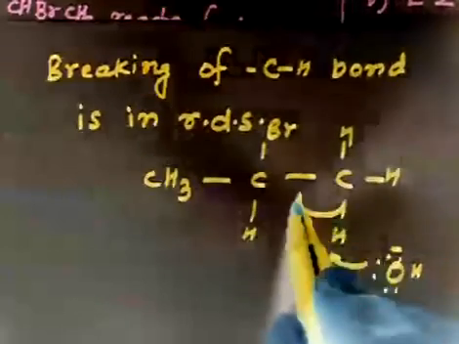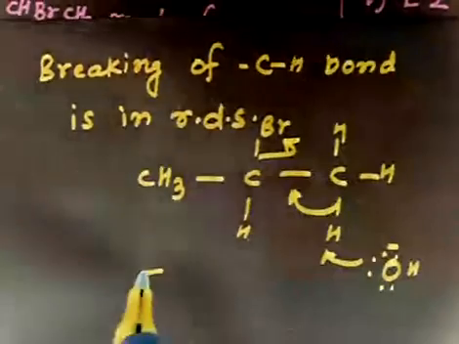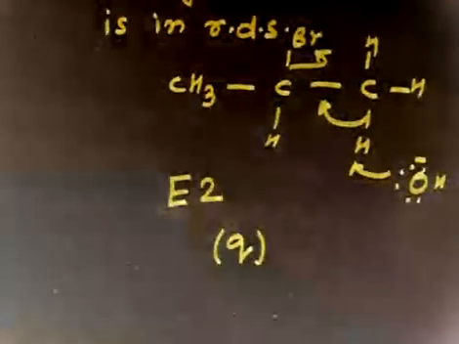So this X plus goes here and this goes here. So this will be an E2 mechanism. In this case, the mechanism is E2, and E2 is what? So option Q. In this case, the Q option is the correct option.